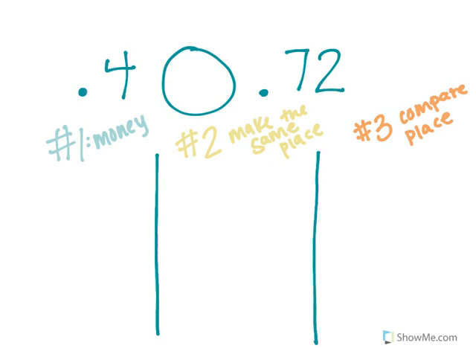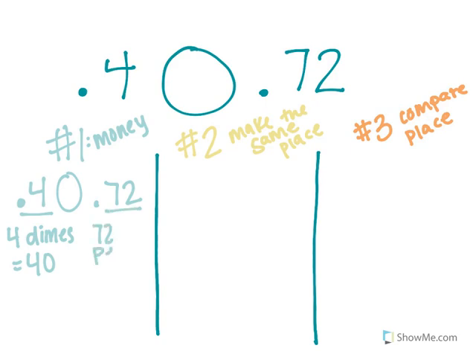Okay, so the first one, I'm looking at it as if it's money. 0.4 compared with 0.72. Since it's in the tenths place, this is the same as saying I have 4 dimes, which would mean I have 40 cents. Since this is in the hundredths, this is like I have 72 pennies, which means I have 72 cents. Which one's bigger, 40 or 72? If you said 72, you were correct.